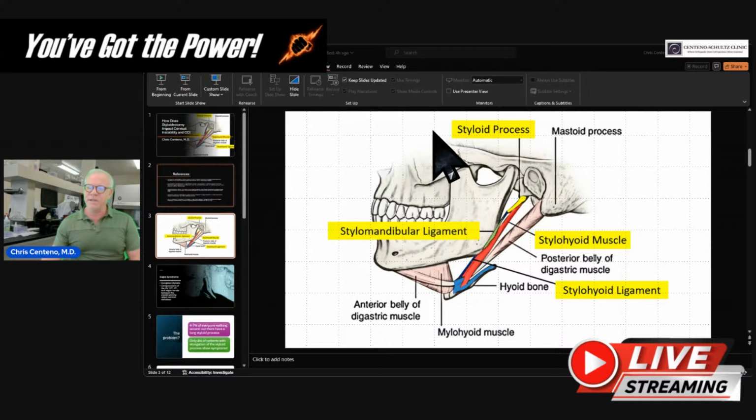The first is we can see the styloid process here coming off just underneath the ear from the skull. And then you can see that there is a stylomandibular ligament, a ligament that actually goes from that styloid process to the mandible. There's also a stylohyoid muscle that jacks into this whole strap muscle complex up front here. And frequently, the solution for Eagle syndrome is to go in and cut that whole thing out. Basically, everything that connects into the styloid process.